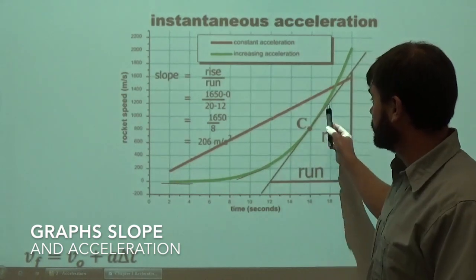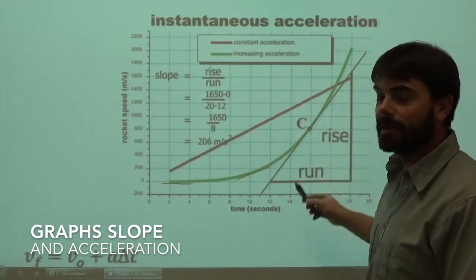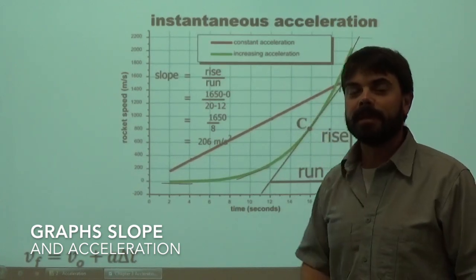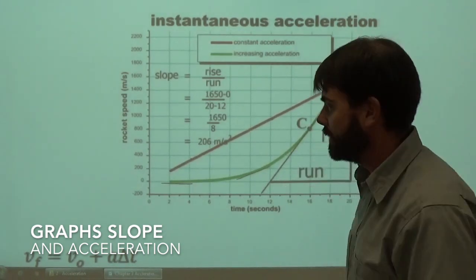I get here, the slope becomes even greater. How far up is it going versus over? Maybe the velocity is 20. I get here and it's even steeper yet. So that curved line is showing a change in velocity.